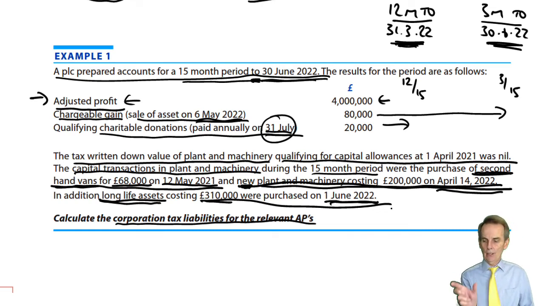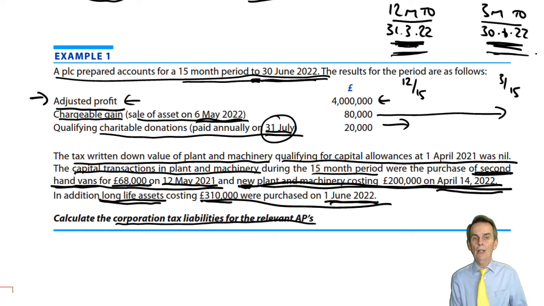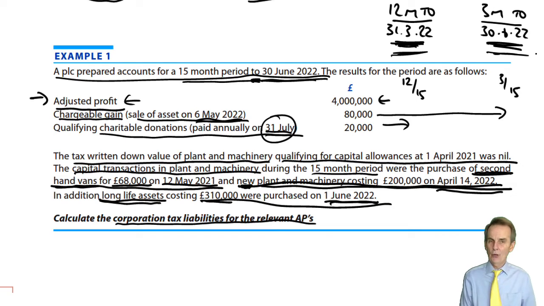Set up in columnar form the two columns for the two accounting periods on the right-hand side of your page. Introduce it with the title, the Corporation Tax Computations for the Accounting Periods, that is 12 months to March 22, 3 months to June 22. First up would be your adjusted trading profit, not the tax-adjusted trading profit. We'll need to get the capital allowances there. But you'll be able to take that adjusted profit and, as we've said, 12/15 and 3/15.